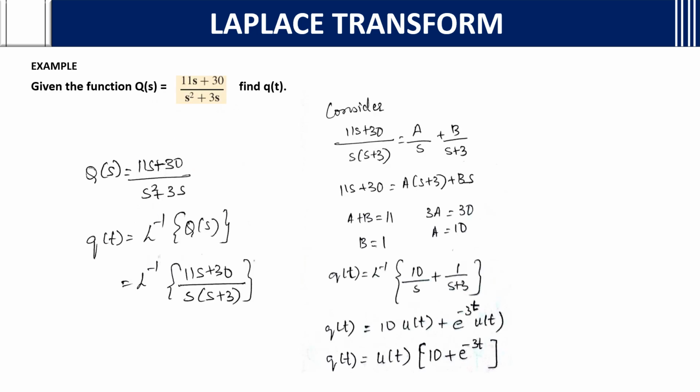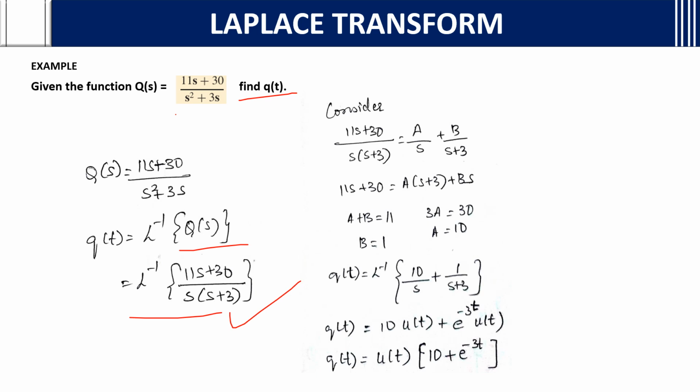Then given the function Q of s is equal to 11s plus 30 by s square plus 3s, find q of t. So they want the Laplace inverse of the function Q of s. So q of t is equal to Laplace inverse of Q of s, that is 11s plus 30 by s into s plus 3. Again here we need to consider partial fractions. Why? Because we can't easily make common or do something and do Laplace transform. So we need to take partial fractions here again.